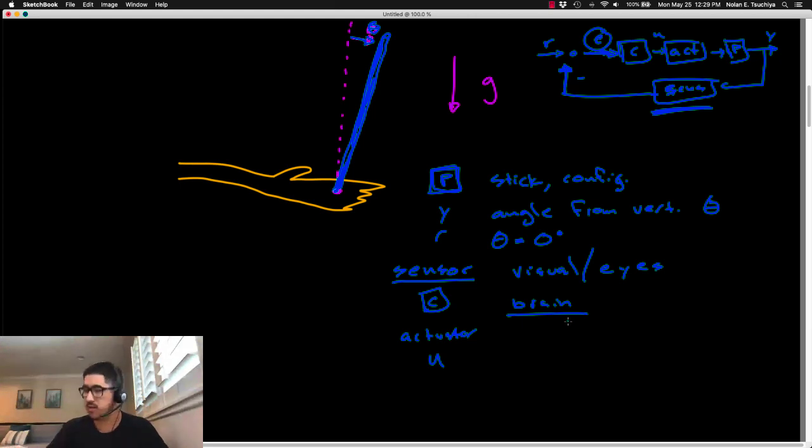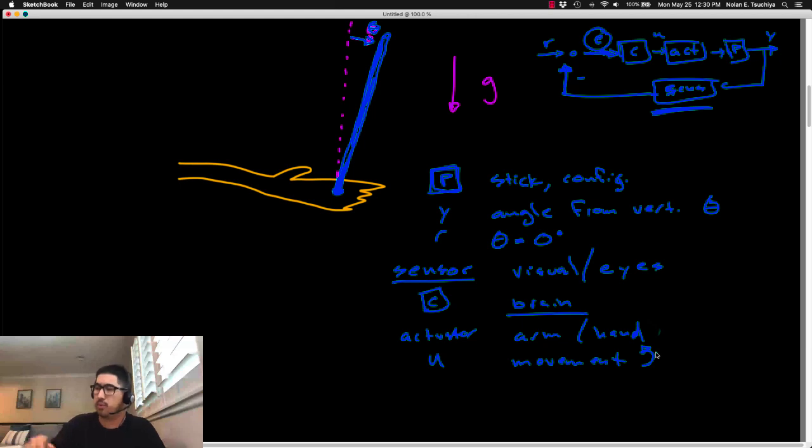The actuator in this case is the arm, or the hand, or basically all of this stuff that allows me to manipulate the position of the base of that stick so that I can counteract any imbalances. So the actuator slash control command is basically the movement of the arm and the hand so that I can try to maintain the balanced state.